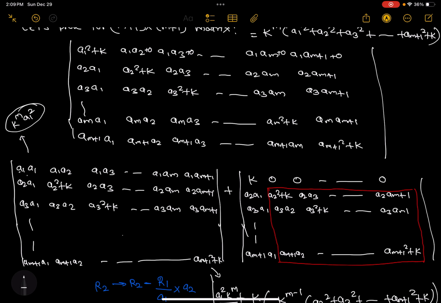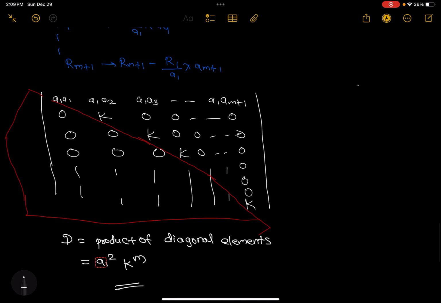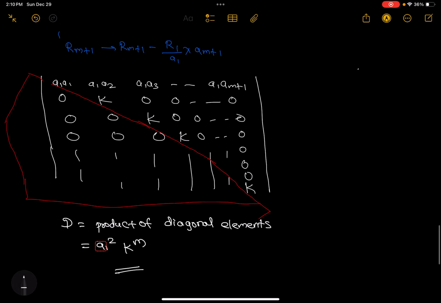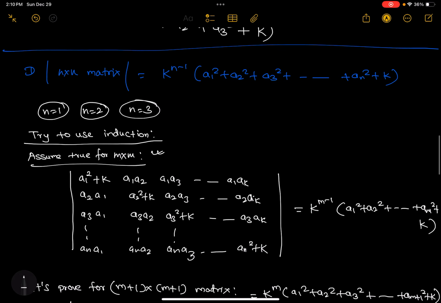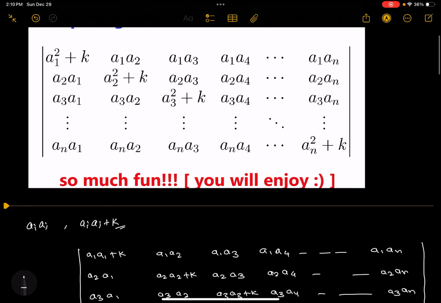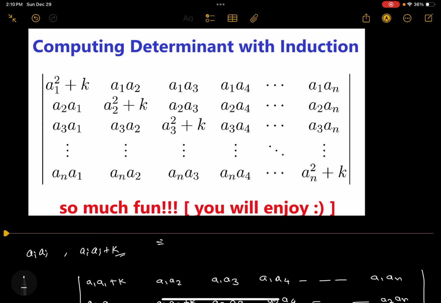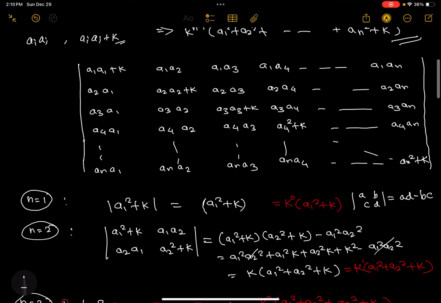So we have finally found the determinant and also proved that it's true. We first guessed the determinant and then proved it using induction. We also used a lot of properties of determinants on the way. So now we are done. That's why we can finally say that the determinant of this matrix is k to the power n minus 1, times a1 square plus a2 square up to an square plus k, and that's a nice determinant. One of the interesting things is that this determinant is always divisible by k, given that k is not 0, right? And that's an interesting observation.